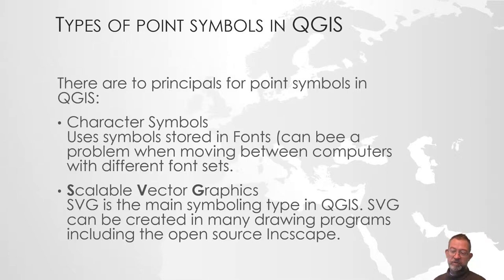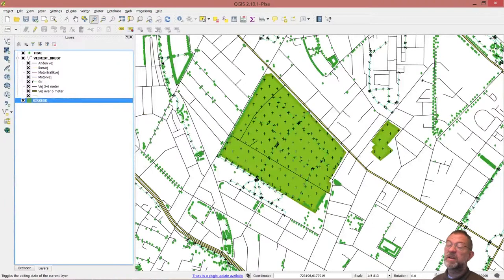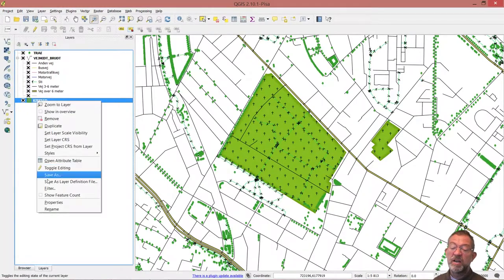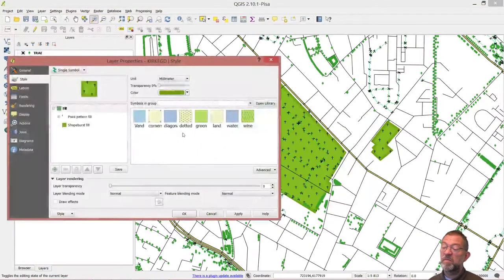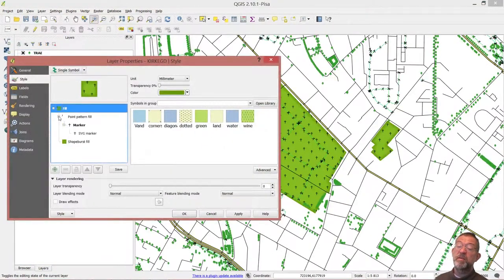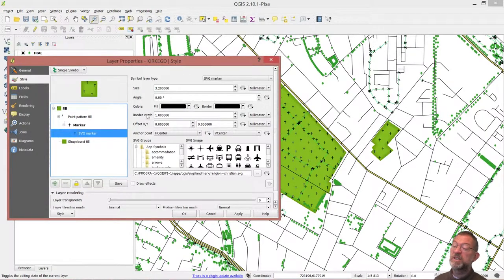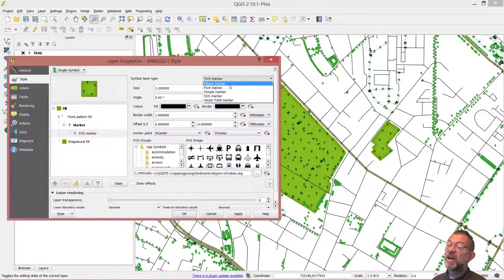Those point symbols that I've been talking about are basically two types. Typically we use SVG. If we go in our churchyard here, this one had a point pattern, and down here we saw this was an SVG marker. The other possible marker is a font marker.